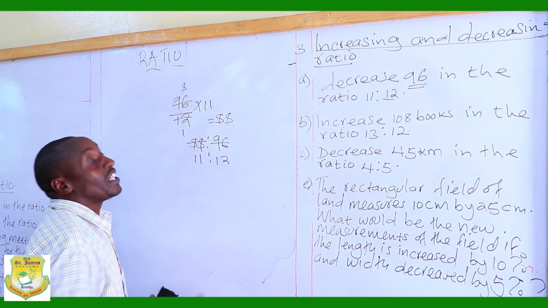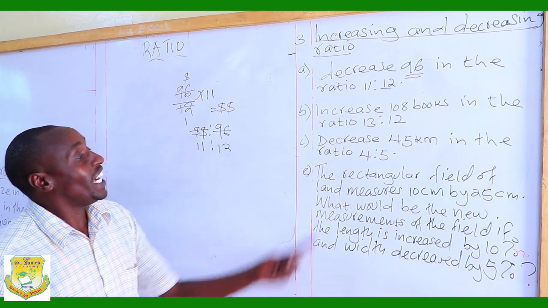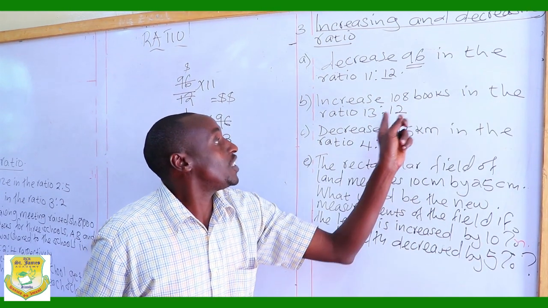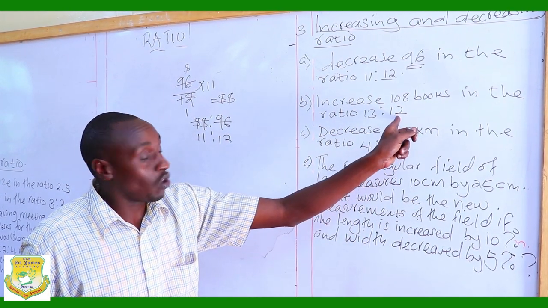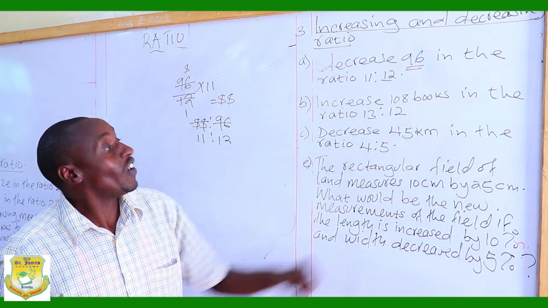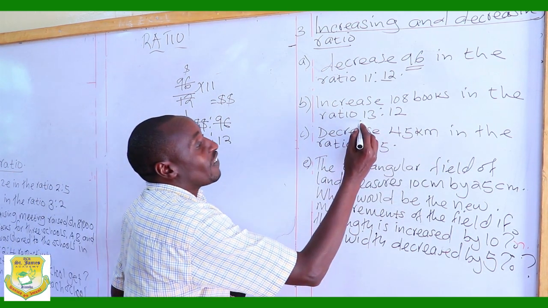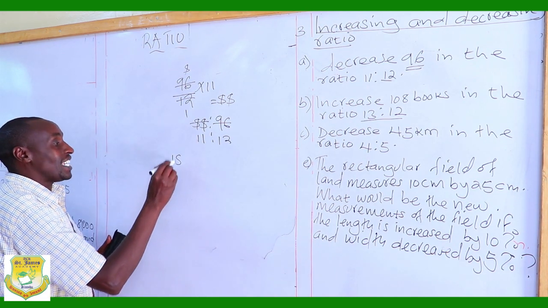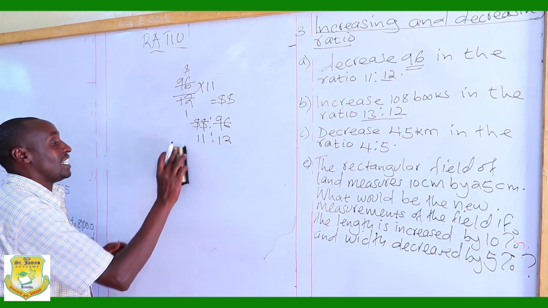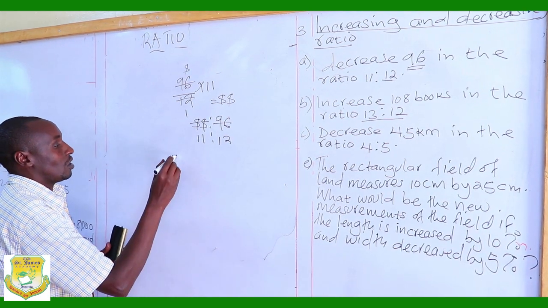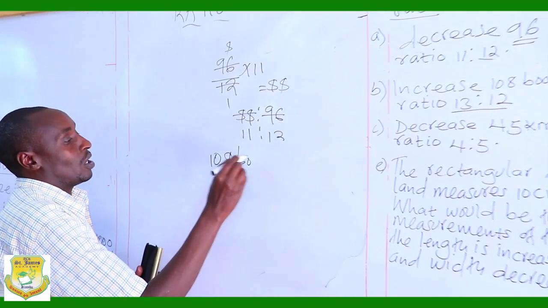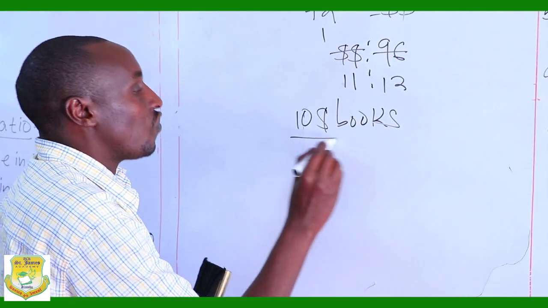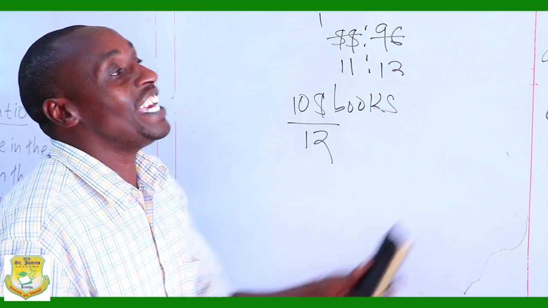In question B, that is number 3B, we are told increase 108 books in the ratio 13:12. If you check 13:12, this one is an increasing ratio. The first number is bigger than the second one. So I'm going to take 108 books. I divide by 12 because I'm told I increase.